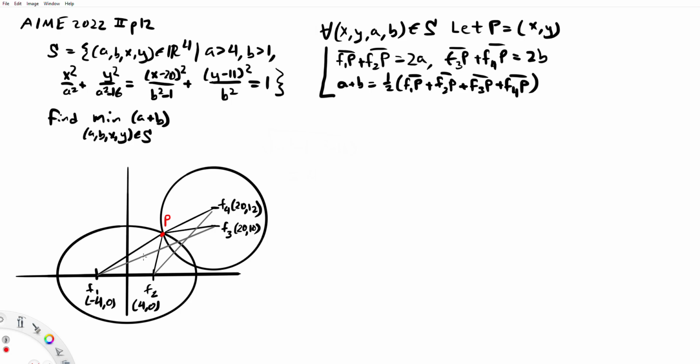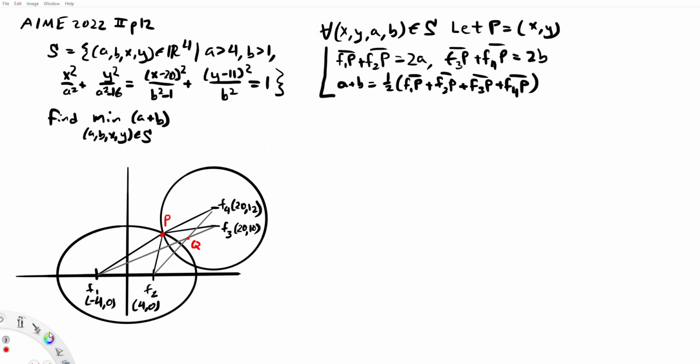And I'm going to call this Q. And once you get to that point, the sum of these distances can't get any smaller, because Q is collinear with F1 and F3, so this distance F1 to Q plus F3 to Q is just the distance F1F3, which by the triangle inequality must be less than or equal to F1 to P plus F3 to P. And then this F2 to F4 must be less than or equal to F2 to P plus F4 to P.